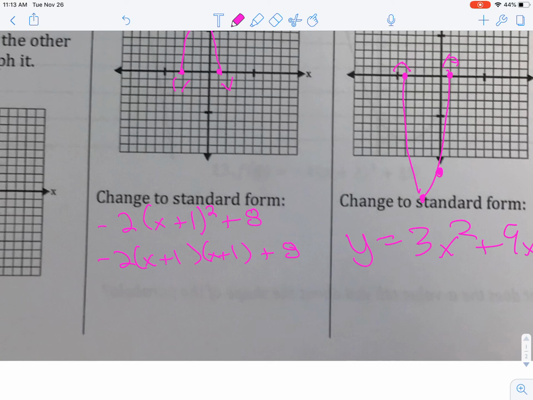So x plus 1 squared FOILed would be x plus 1 times x plus 1, which is x squared plus 2x plus 1. And then you'd have to times that by negative 2, which would give me negative 2x squared minus 4x minus 2. So that's all this stuff. Okay, I FOILed it, then I times it by negative 2, and now I need to add 8 to it. So I get negative 2x squared minus 4x plus 6.